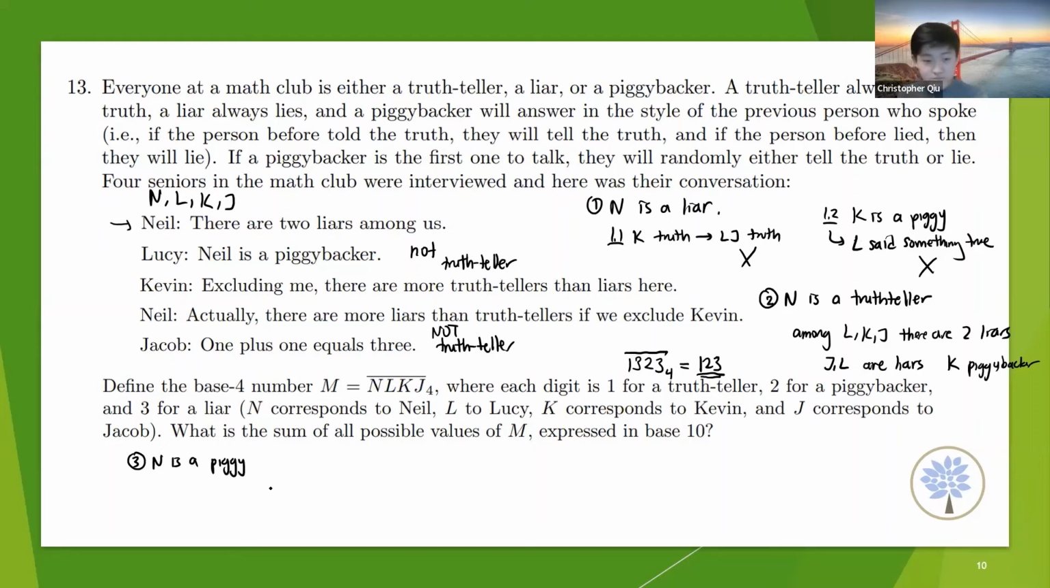So in this case, what this means is that, firstly, since N is a piggybacker, this first line doesn't give us any information because if the piggybacker is the first one to talk, he will just randomly either tell the truth or lie. So we're not going to get any information from this line. But then, in our next line, Lucy says that Neil is a piggybacker, and she's right. So what that means is that Lucy said something true.